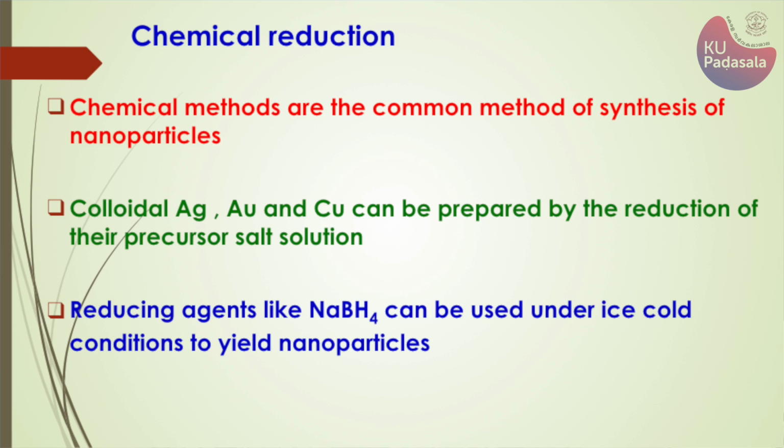First of all, chemical reduction. Chemical methods are a very common method of synthesis of nanomaterials or nanoparticles. Colloidal silver, copper, gold, etc. can be prepared by the reduction of their precursor salt solution. Reducing agents like sodium borohydride, or NaBH4, can be used under ice cold conditions to yield nanoparticles of desired size. This is a very popular method of synthesis of nanomaterials.